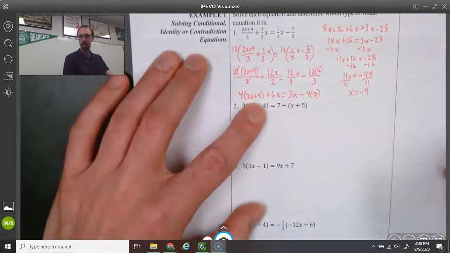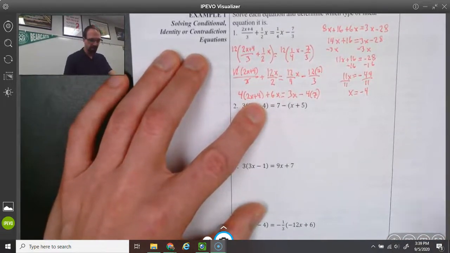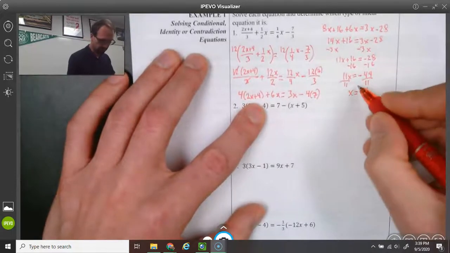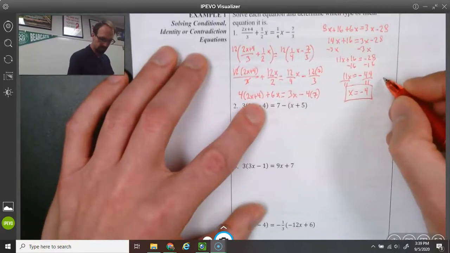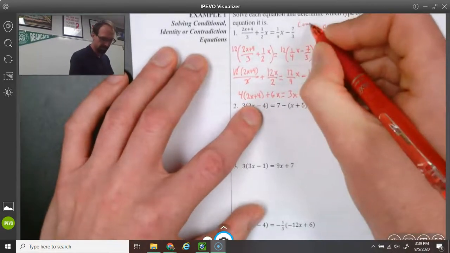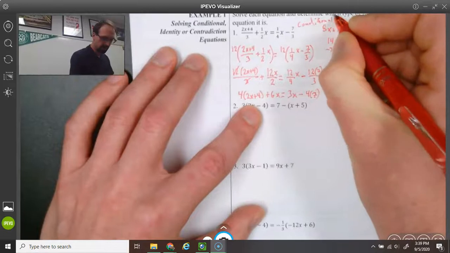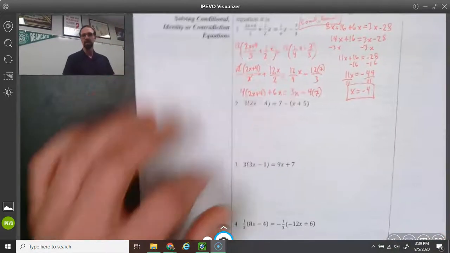And that is okay to have. That gives me a conditional, and the condition is x equals negative 4. So this is a conditional with x equaling negative 4.